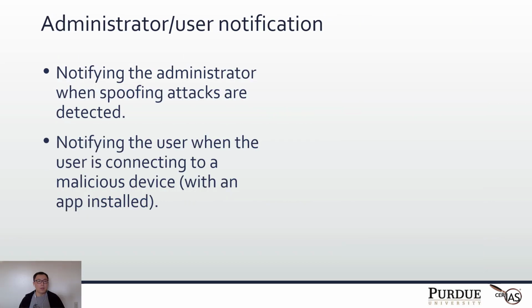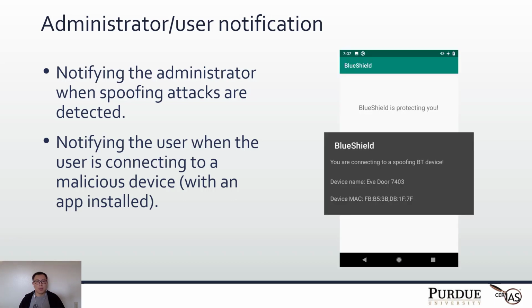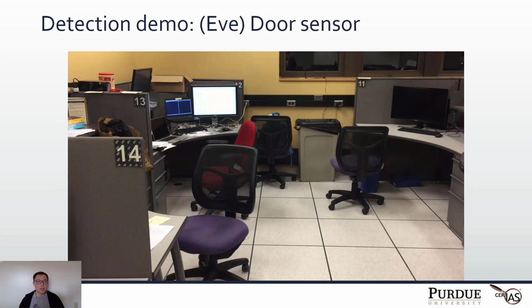Once a spoofing attack is detected, BlueShield notifies the administrator. It can also notify the user if the user installs an app, as shown in the figure, to receive the notification. Here is a short demo for the detection.